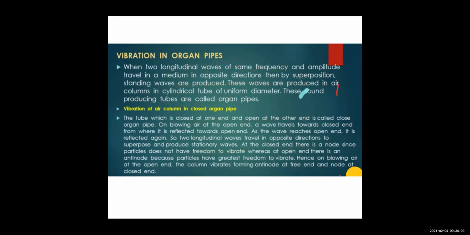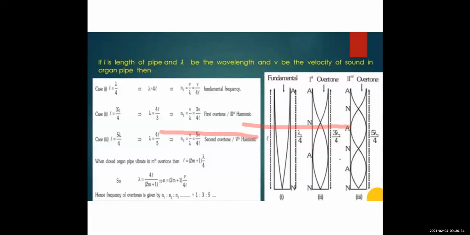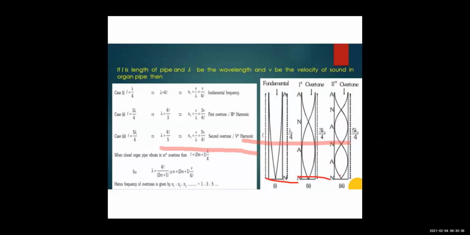In these waves, children, we are going to have nodes as well as antinodes. At the closed end, there is going to be a node, since it does not have freedom to vibrate. So there we get a node, as you can see in this diagram. Here this end is closed, so nodes are formed at the closed end of the organ pipe.